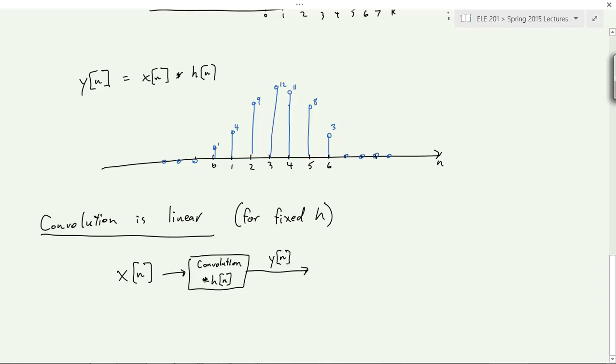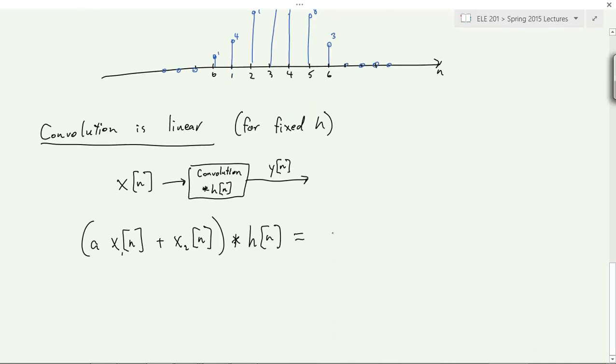What that means is if we put in a x1 of n plus x2 of n, and we convolve that whole thing with h of n, then by linearity we should just get a times the convolution of x1 of n with h, plus the convolution of x2 of n with h. That's what it means to be linear. And this is in fact true.